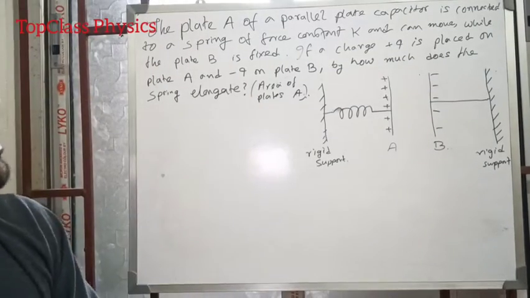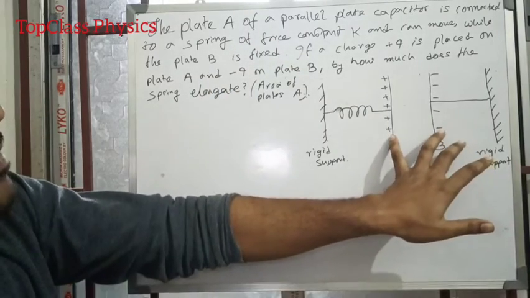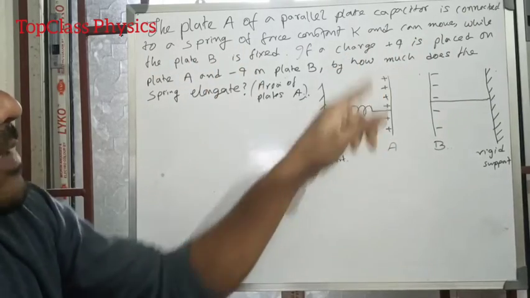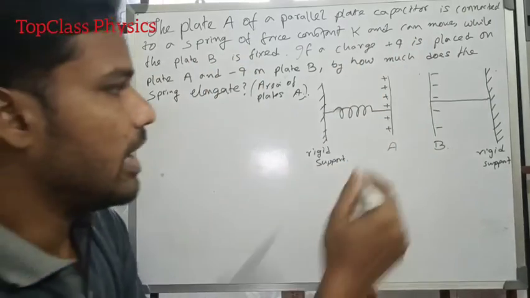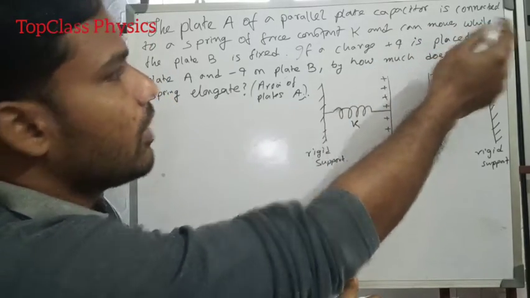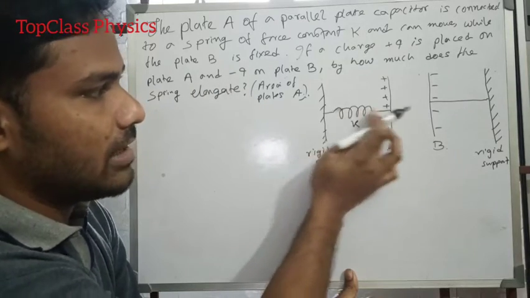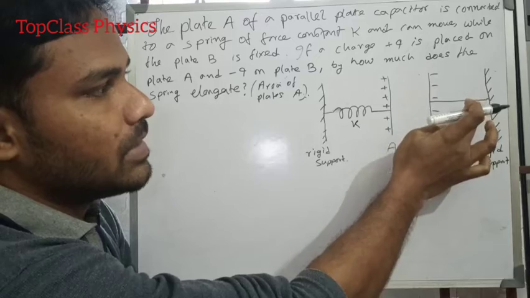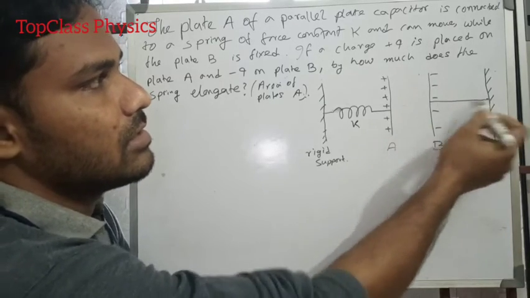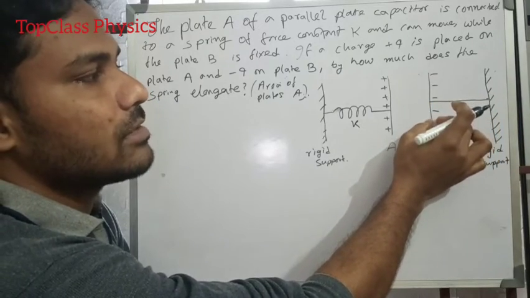So your question is, the plate A of a parallel plate capacitor is connected to a spring of force constant K. This is the spring here, and the force constant is K, and it can move while the plate B is fixed. This plate can move because it is connected to a spring, and this plate, this is plate B, is connected to a rigid rod. This is a rigid rod, you can say. This is not a movable plate, this is a fixed plate.